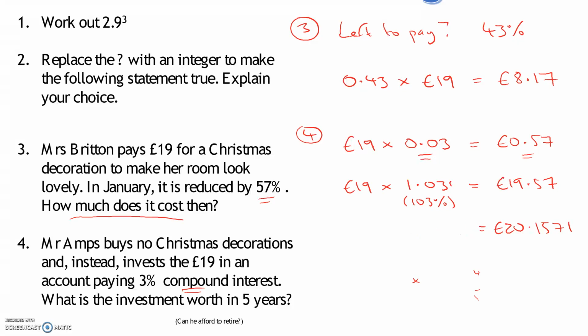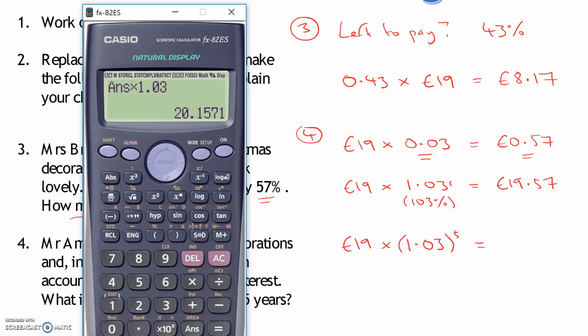I'll just leave that first step up and nothing else. That first step was our very first year. It gave us £19.57. Let's do this in one go instead. We're going to do £19, our original starting amount, multiplied by 1.03 times 1.03 times 1.03 times 1.03 times 1.03. But that's just 1.03 to the power of 5. This is going to do our calculation in one single go.